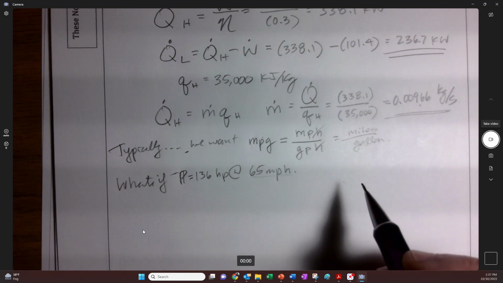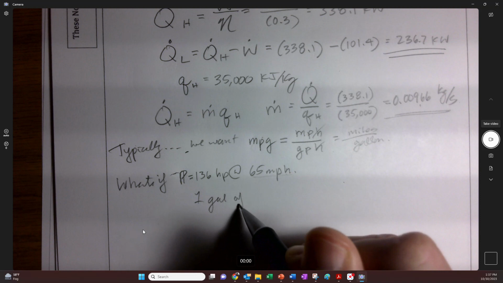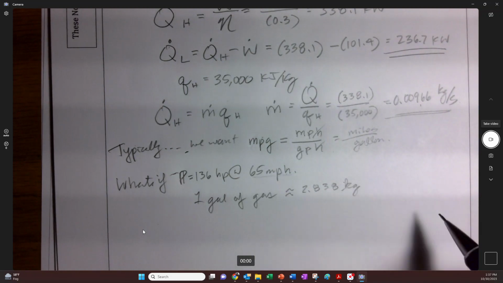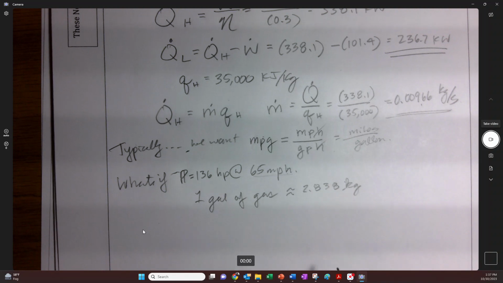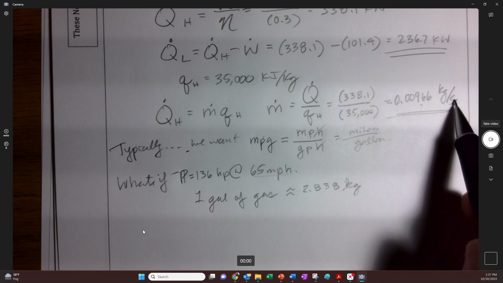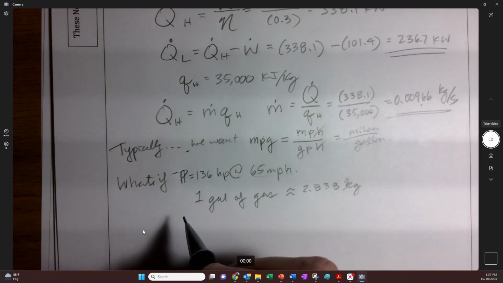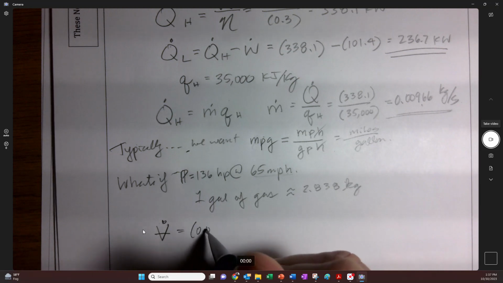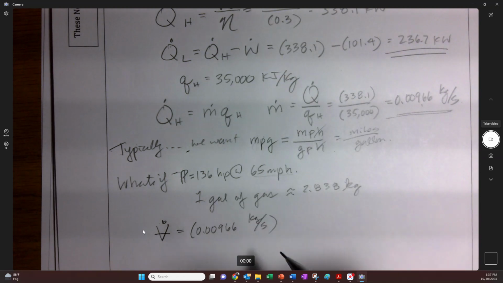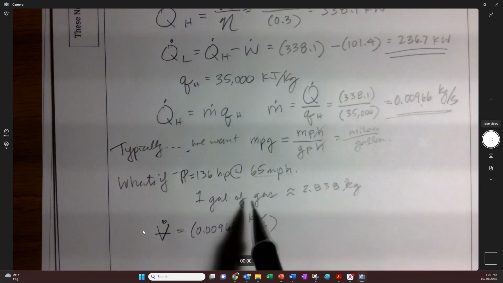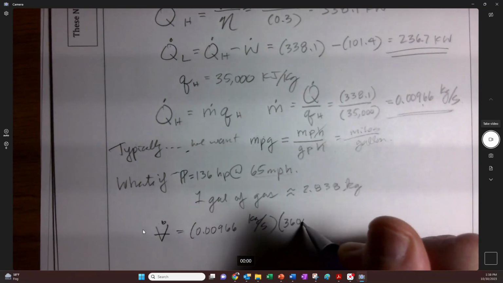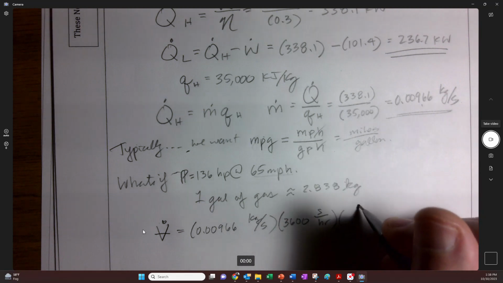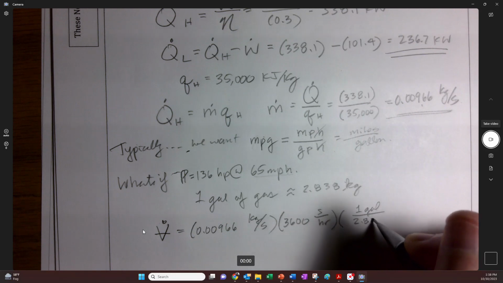So I went ahead and found out that 1 gallon of gas is approximately 2.838 kilograms. So that's 2.838 kilograms per gallon of gas, right? So now I can turn this into hours. So what I could do is take this, our volumetric flow, which is going to be the 0.00966 kilograms per second. And by the way, this conversion has a density conversion in it, right? So I could take 3,600 seconds per hour, and then I could also divide 1 gallon by 2.838 kilograms.